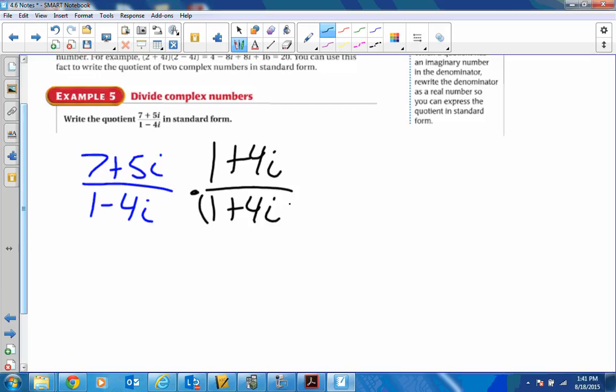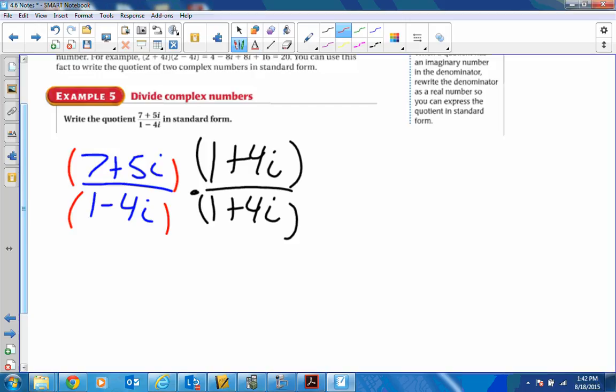We picked 1 plus 4i because when we multiply 1 minus 4i and 1 plus 4i, that middle term, which will be the imaginary term, will cancel out. Therefore, you'll have no imaginary parts in the bottom. And just like radicals, you can't have any radicals in the denominator, you can't have any imaginary parts in the denominator. So now what we're going to do is FOIL.